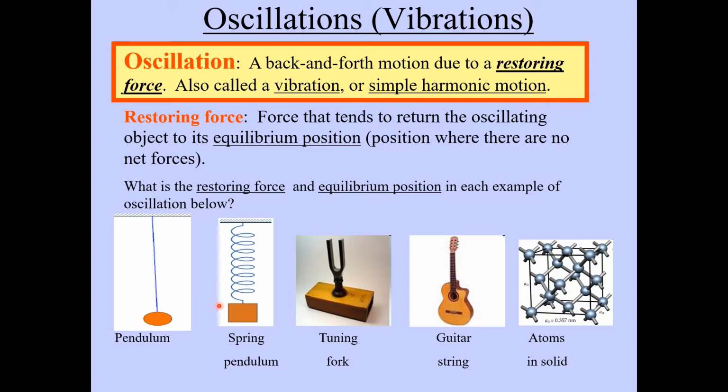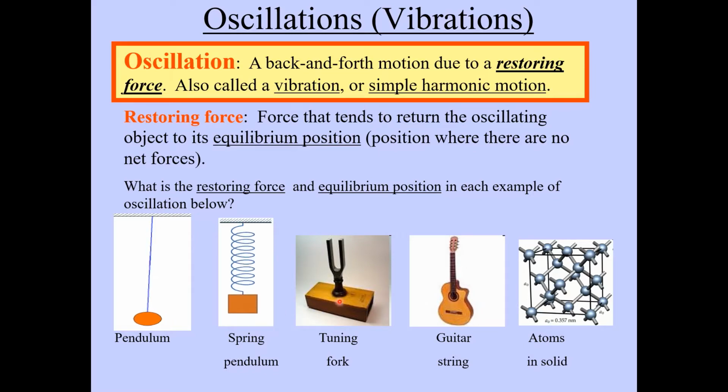Another type of pendulum is called a spring pendulum. And the difference here is the mass, the block, is not swinging back and forth, but it's bouncing up and down due to the combination of the spring force and also gravity pulling down on it. So in this case, there are actually two restoring forces. The spring force and the gravitational force are making this thing bounce up and down.